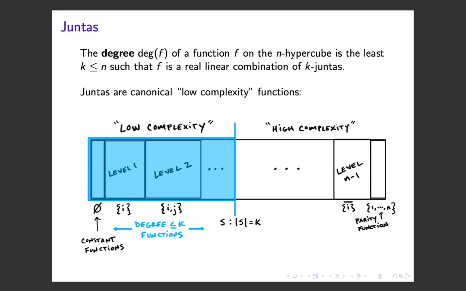Recall that the space of real valued functions on the hypercube can be graded according to their Fourier levels, and the Fourier levels correspond to cardinalities of sets. And so degree k functions are spanned by the characters whose corresponding sets have cardinality no more than k.